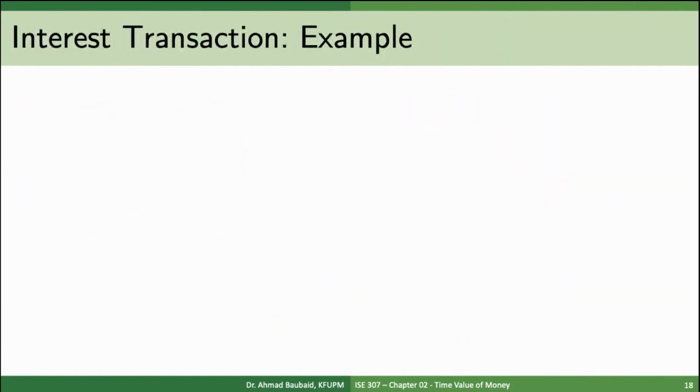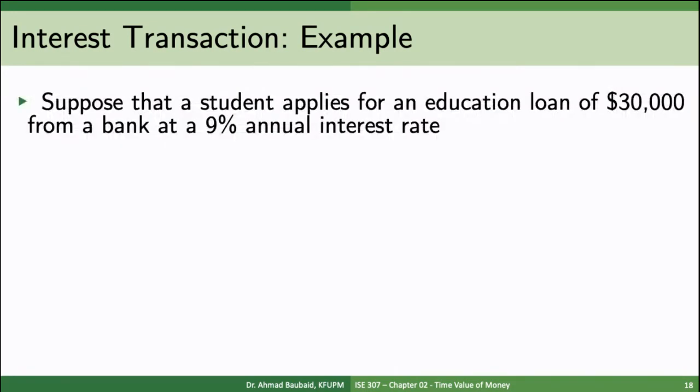Okay, here's an example. Let's put these into an example, and hopefully things become a little bit more clear if they're not clear. So let's say a student applies for a loan. The student needs money, and the loan is for $30,000.